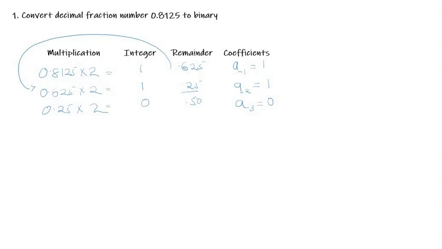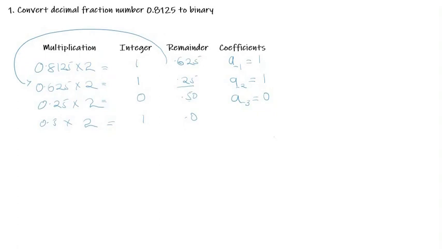Similarly, I'll pick this remainder, which is 0.5, then I multiply by 2, which gives me the value 1, and the remainder is 0. So the coefficient a minus 4 is equivalent to 1. And finally, the remainder here was 0. I can just bring that 0 here, multiply by 2, which gives 0, and we can write a minus 5 equals 0.